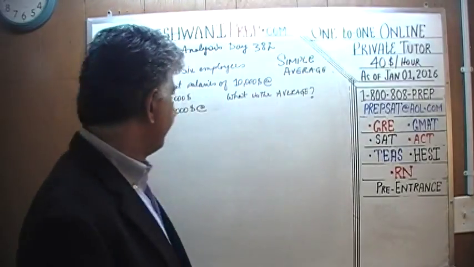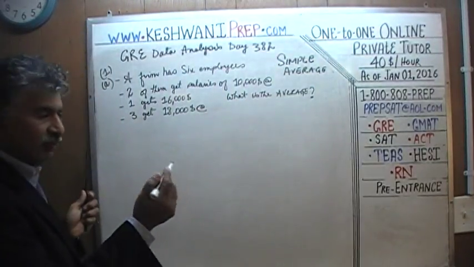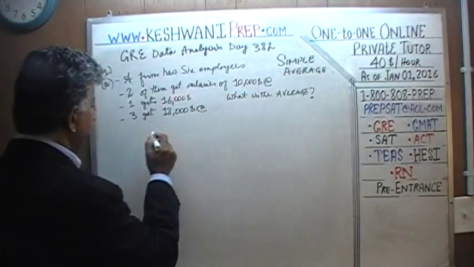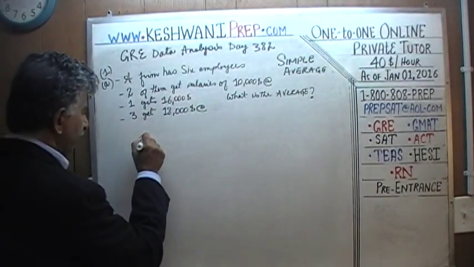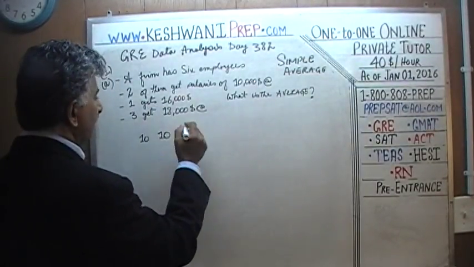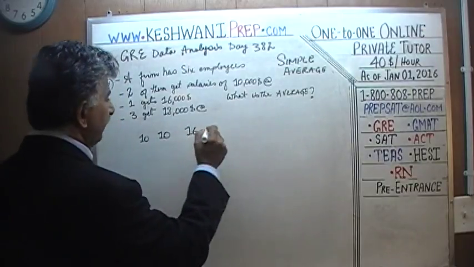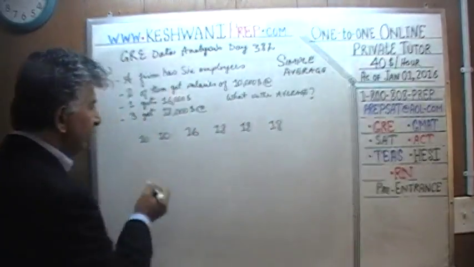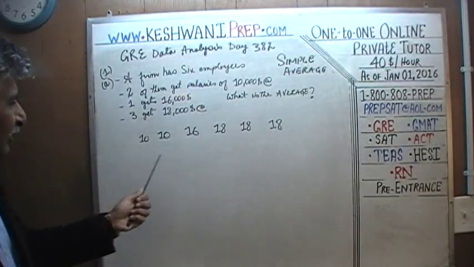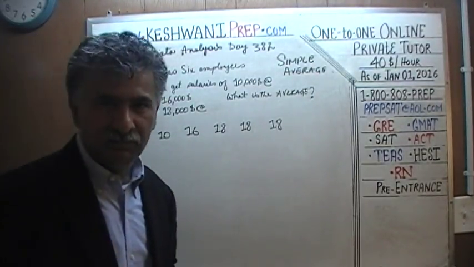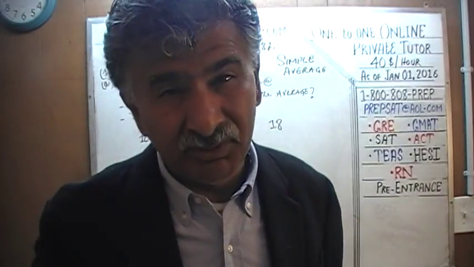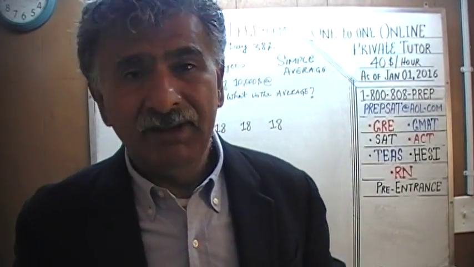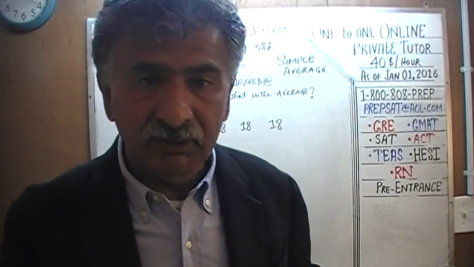Here's another way. Let's list all the figures. We have 2 people with $10,000 each, so 10, 10. 1 person gets 16,000. 3 people get 18,000, 18, 18, and 18. To me, the average is going to be around 16. That's what it looks like to me, though we have no way of knowing it. Let's pretend the average is indeed 16 and see what happens.